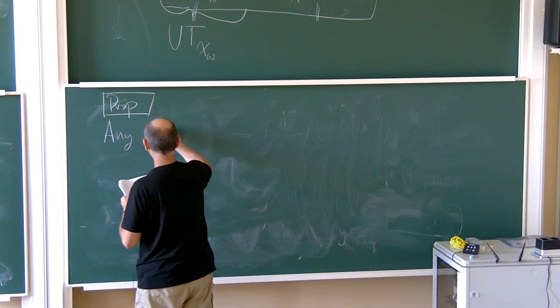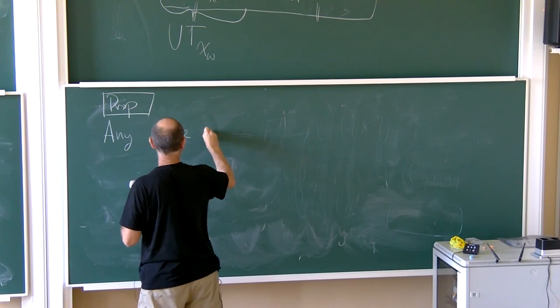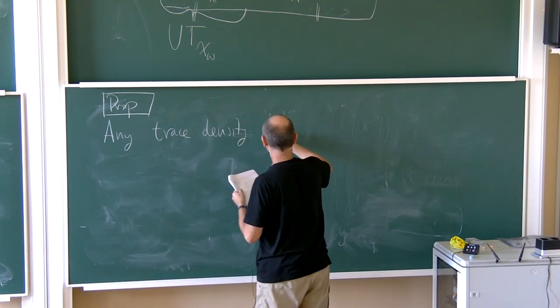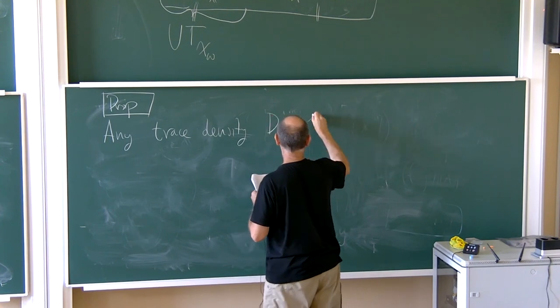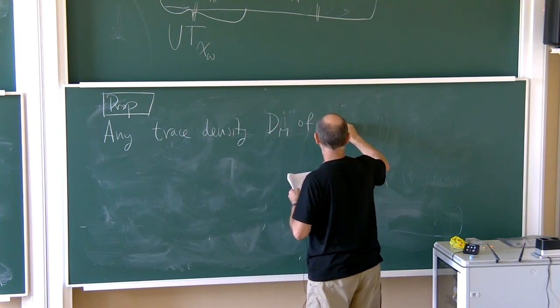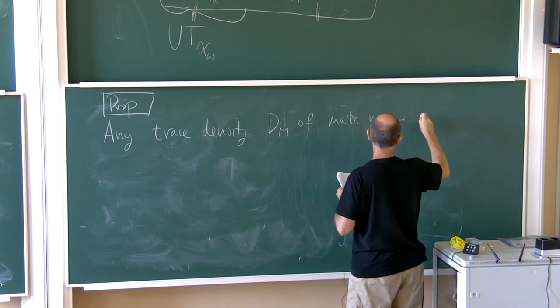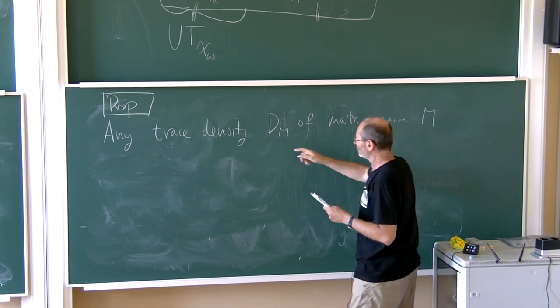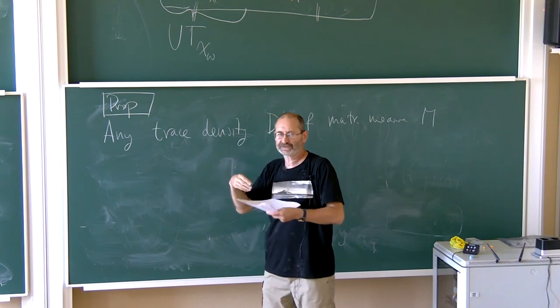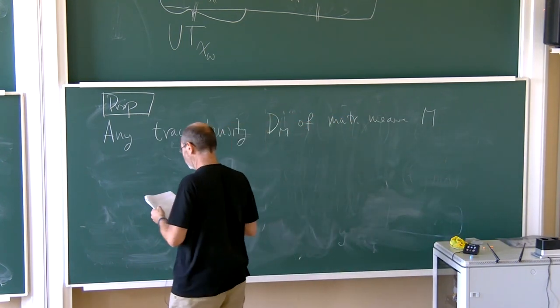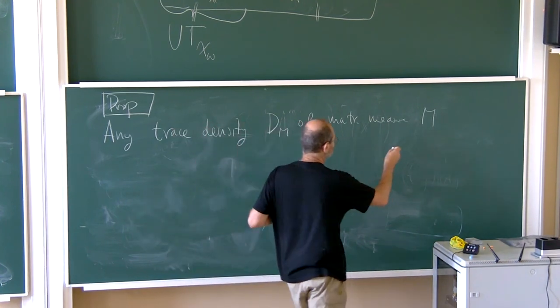And trace density dm of matrix measure. I wrote this n because of this uncertainty on the zero sets, zero measure sets, satisfies.